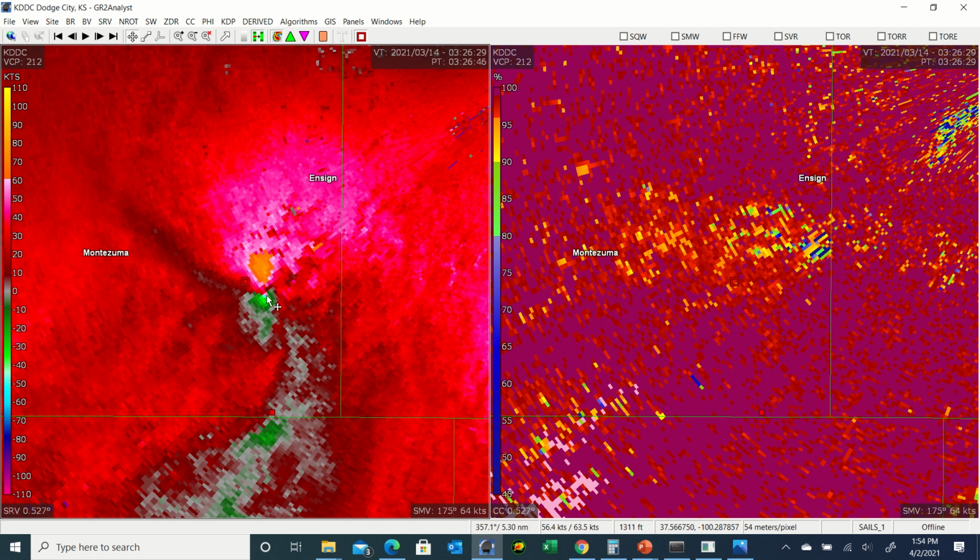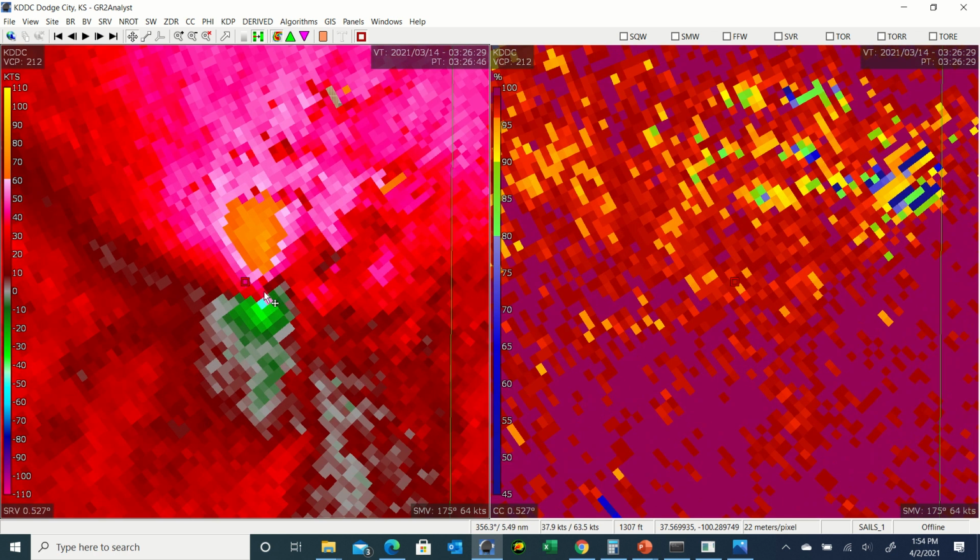I would argue here you got your couplet. That's a pretty obvious couplet. So you got radar presentation, you got storm environment, so you got 2 arguments to go warning. If we think back to that 2 out of 3 rule we've discussed before, that would be your 2 out of 3 for me, I would think.